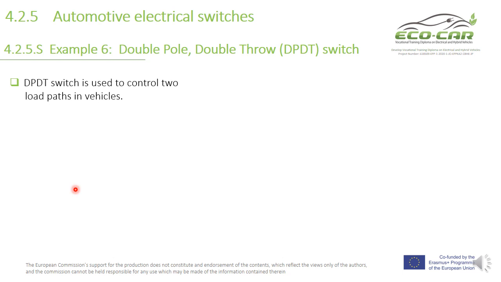This is the shape of a double pole double throw switch. You see here we have 6 pins on the switch: 1, 2, 3, 4, 5, 6 pins. So this switch is called a double pole double throw switch.